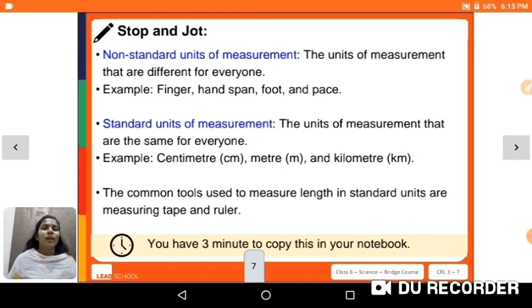Okay, so now let's quickly revise, and you need to copy this page in your notebook, write it down as your homework and send it to me. Non-standard units of measurement are the units that are different for everyone. Examples: finger, hand span, foot, pace. Standard units are the same for everyone. For example, centimeter, meter, kilometer. And we have already seen 2 common tools, which are measuring tape and ruler.